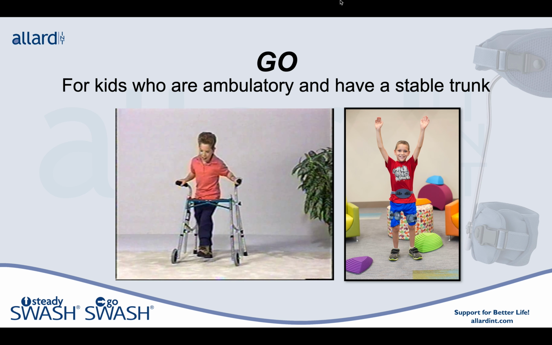The SWASH Go is designed for children that are ambulatory and have a stable trunk. It prevents scissoring by getting the proper separation at the knees and the feet, allowing them to ambulate greater distances. So this is again for the child that is ambulatory.